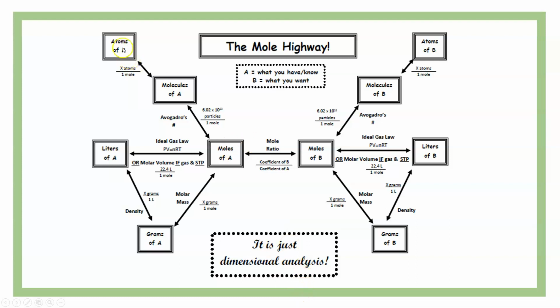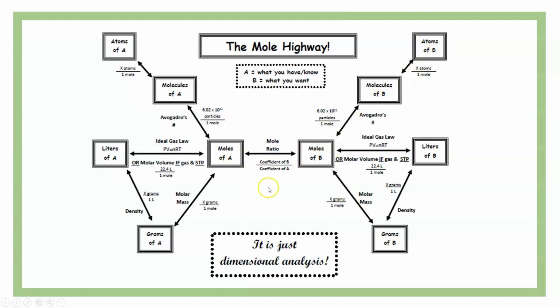So let's start on the left side. You're going to notice it says things like atoms of A, molecules of A, moles of A, grams of A. A is whatever your starting value is. I like to just label things with A's and B's because trying to write all the formulas every time gets really annoying, takes up a lot of space. So I'll label things A and B. On the right-hand side, it's whatever it is we're solving for. It's the new compound that we're looking for. Atoms of B, molecules B, moles of B, etc.